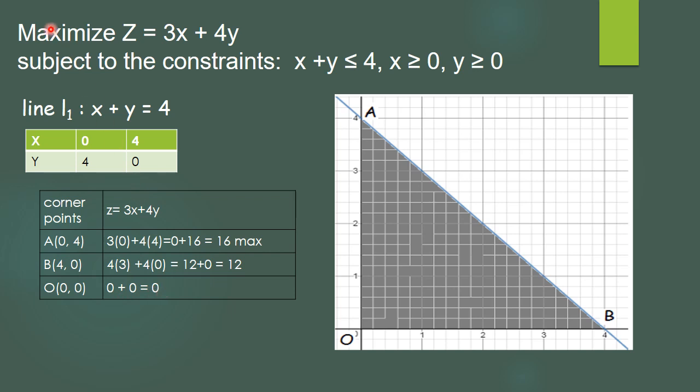What they have asked is that we require the maximum of the function. So which is the maximum value among these three? It is 16. So we can say that the maximum value of z is 16 at 0 comma 4. So that is the given question, and with the question, first we have to plot the graph, and after plotting the graph, once we get the feasible region, we get the corner points, and with the help of the corner points we can find the required solution.